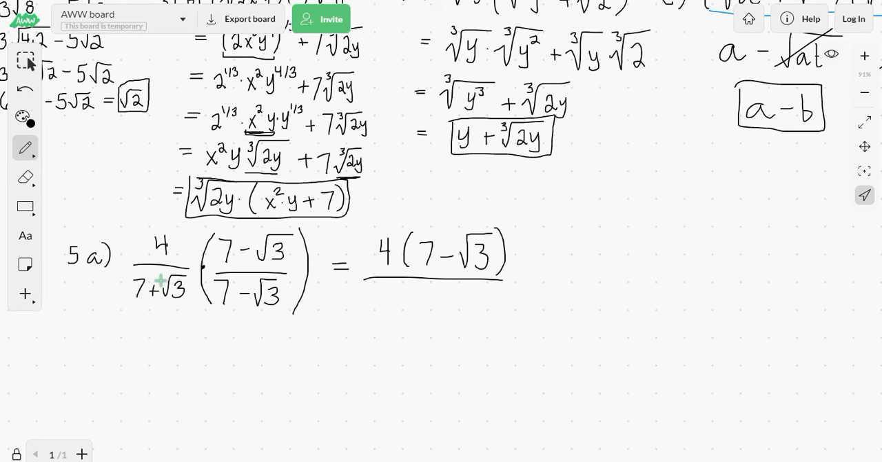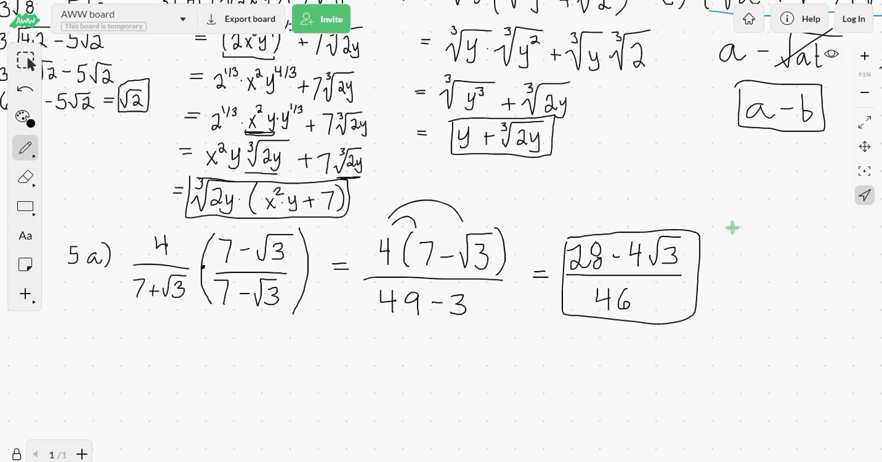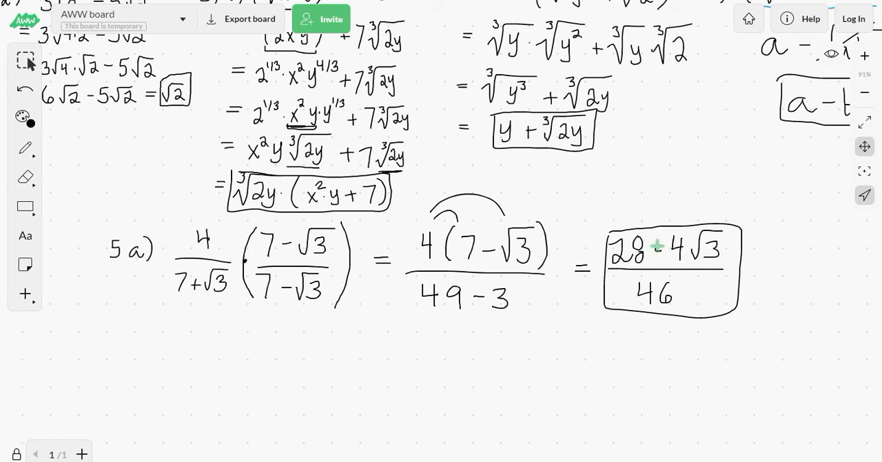So we take 7 times 7, that's 49. And we take root 3 times minus root 3, that's minus 3. So in the denominator, we'll really just have 49 minus 3, that's 46. In the top, we could distribute if you want. Why not? We get 28 minus 4 root 3. So now we have rationalized the denominator. We no longer have radicals in the bottom. We do have radicals in the top now, but that's the trade-off.